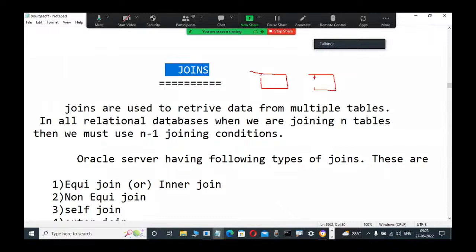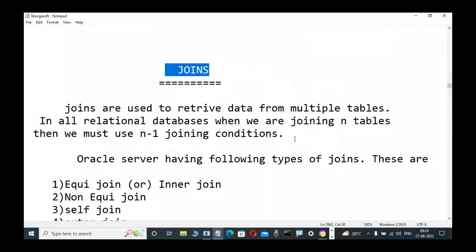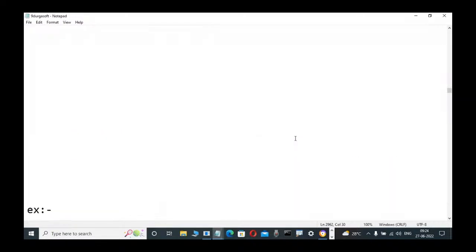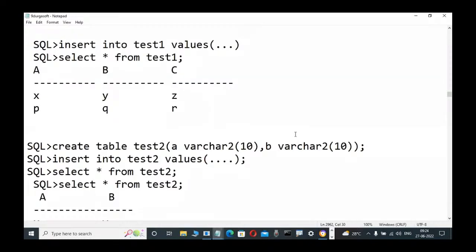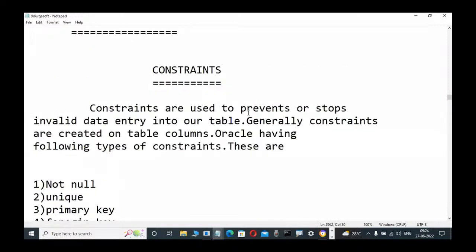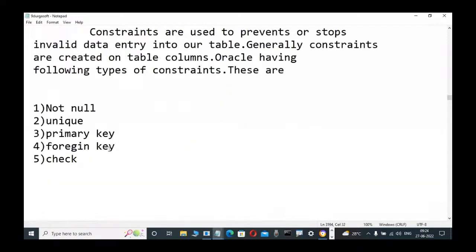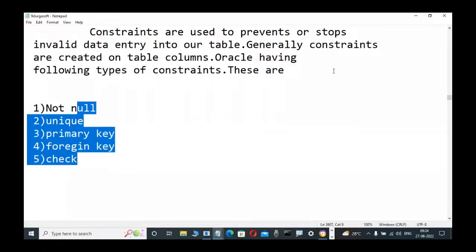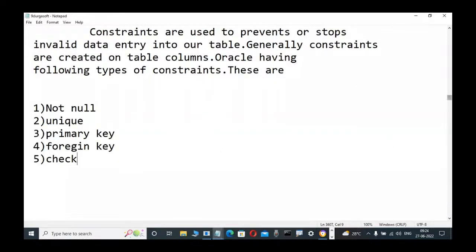How we retrieve the data from multiple tables, we are learning in our course, and on the company side this is very helpful. Not only that, left outer, right outer, or full outer, how we write joins, we are learning. These are main concepts, a big chapter. Then we are learning constraints, another concept. Constraints means primary key, foreign key, check, not null, unique. So many things we are learning. Don't worry, it is a big concept.